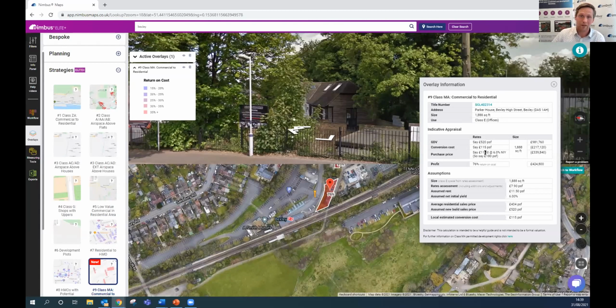Purchase price is saying £11 a foot is the rental level. 6% yield means it's 340 grand for the property. So I've bought it for 340, 350, something like that. Spent 200 on it, and I've got a 425 grand profit on it. On the back of that, 76% return on cost. So I'm pretty happy with that. We're under a minute, that's for sure. I started waffling at about 20 seconds. So I think I'm pretty happy we've got a property there.